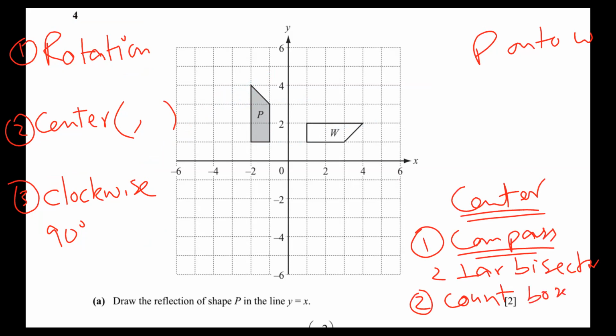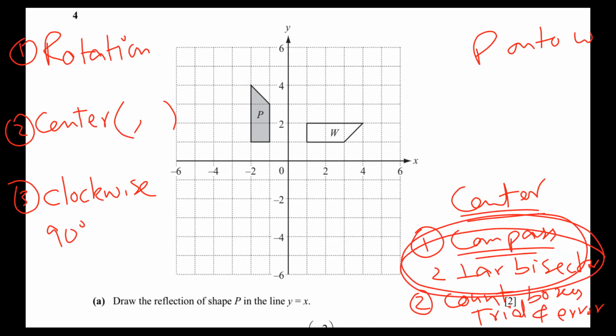And what is this called? It is the trial and error method. Why trial? Because sometimes the compass will take a lot of time. Okay, so we can guess. It's called the guess method.